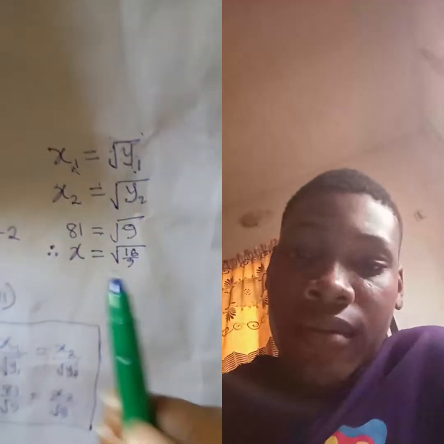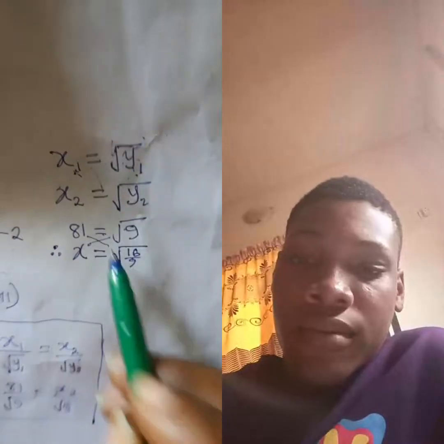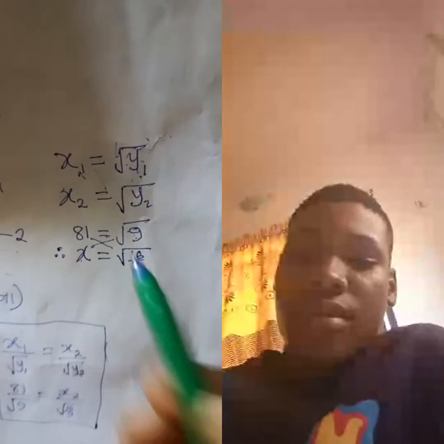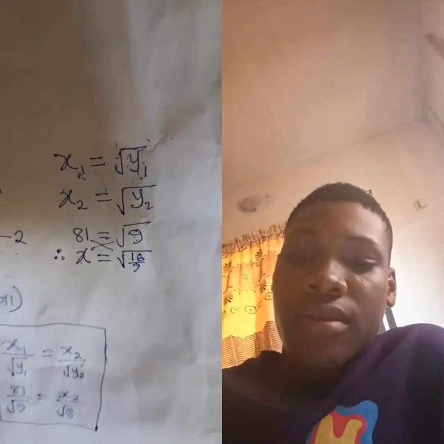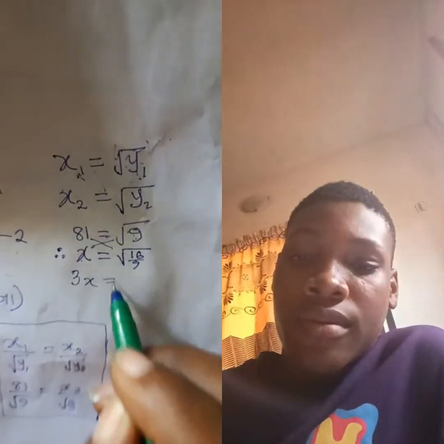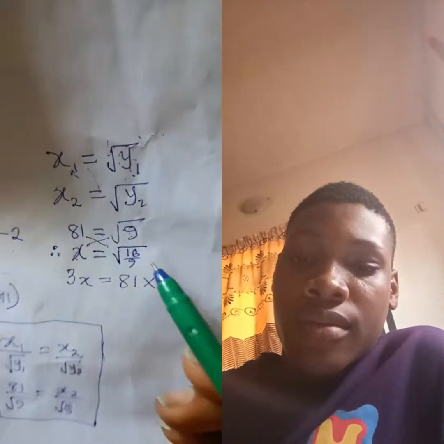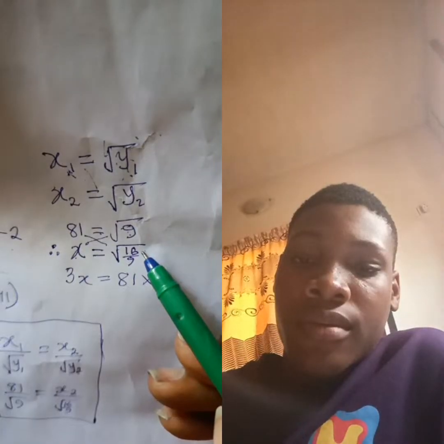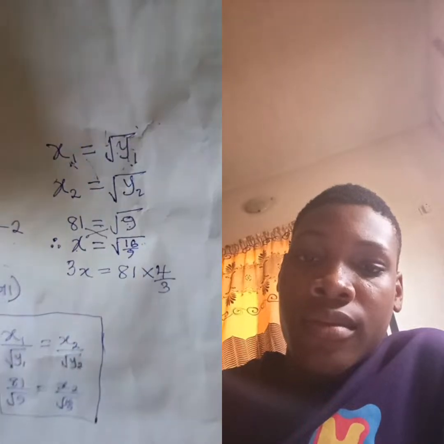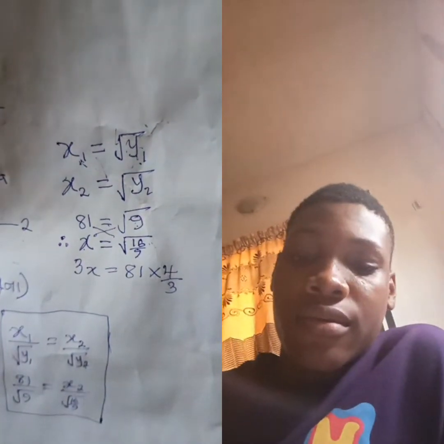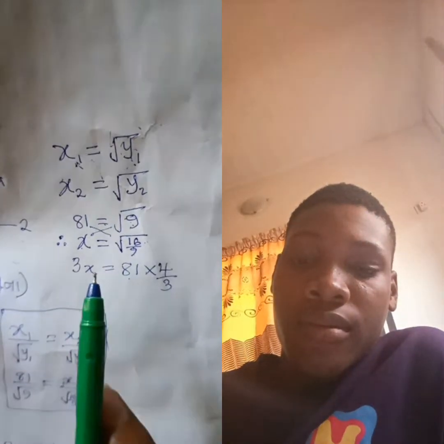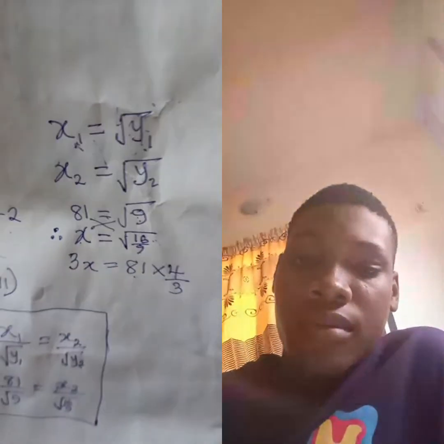So from here, you cross multiply. X times the square root of 9, which is already 3. I hope you know that, right? You get 3x equal to 81 times the square root of 16, which gives us 4, over the square root of 9, which gives us 3. Is that not so? So simplify this part and then make x the subject of the formula. Get the value of x. You should still get 36.